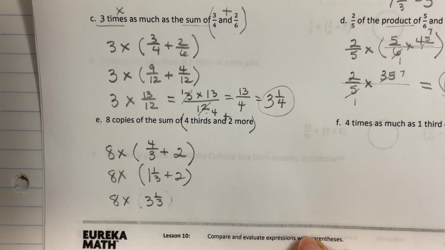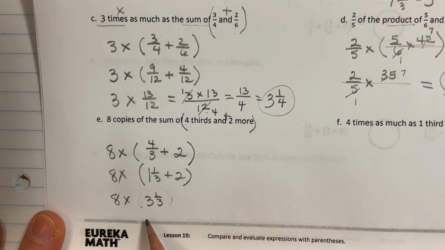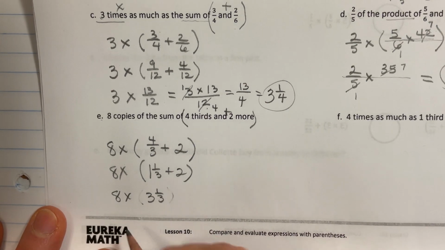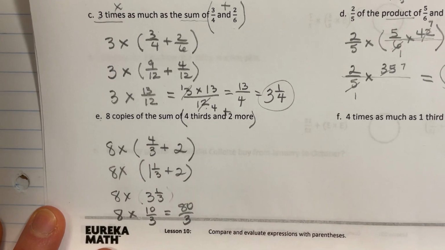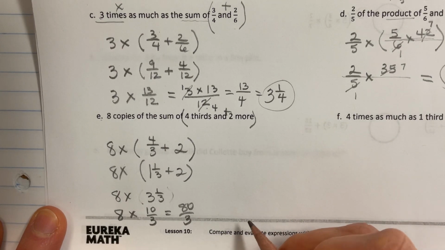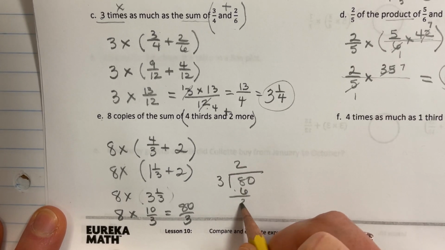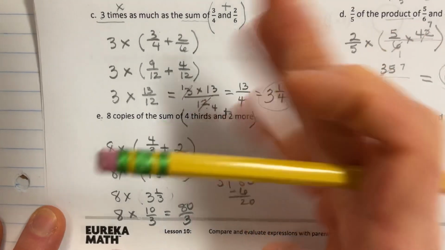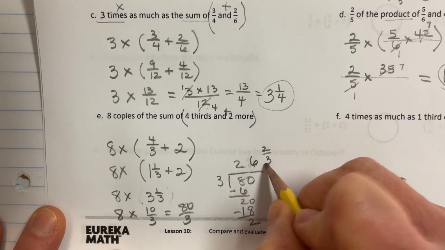Okay, well, there's a couple ways that you could multiply that. You could make this improper if you wanted to. So if you did that, 3 and 1/3 is 10/3. So if you have 8 times 10/3, that's 80/3. And then you could divide that out to get your final answer. 3 into 80. Oh, that's not right. Would be 26 2/3.